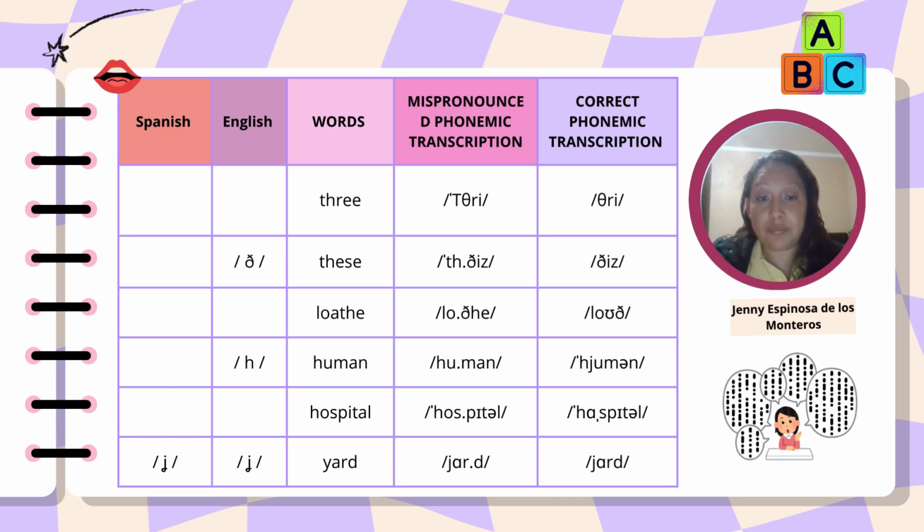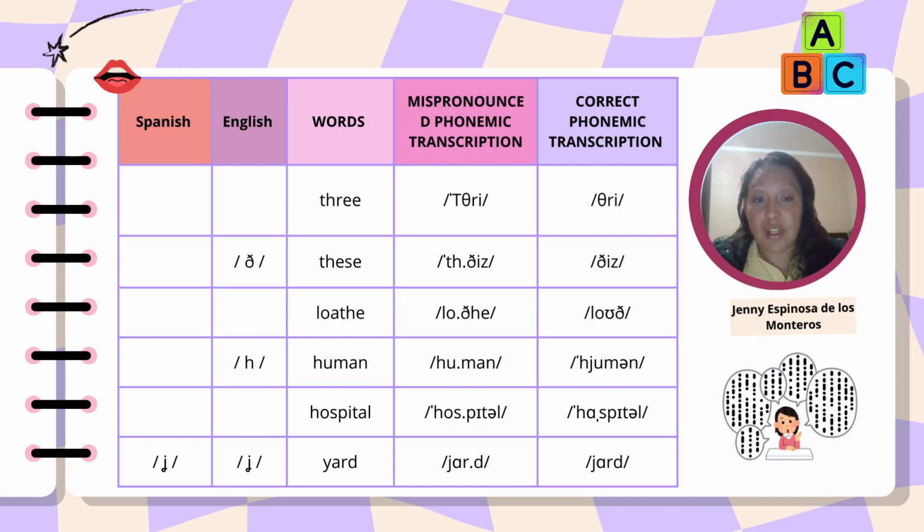Number 3, loud. Again, the sound appears at the end of this word. The tendency is to substitute it with the D or even T, resulting in an incorrect pronunciation, when the correct pronunciation is loud.